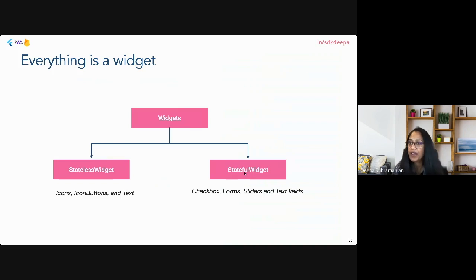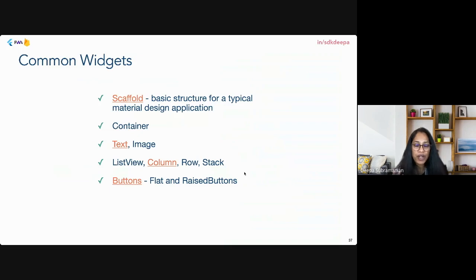And in Flutter, everything is a widget. You can create stateless widget and stateful widget. Stateless is something that the user does not interact with. It's not dynamic, but stateful is dynamic and it changes. We'll be seeing a sign up form demo in a moment. There are common widgets: scaffold, which is a basic structure of a typical material design application. You will have container, everything is a widget, text, card, list view, column. We'll be seeing all those red ones that I've pointed out. We'll see it in the code in a moment.